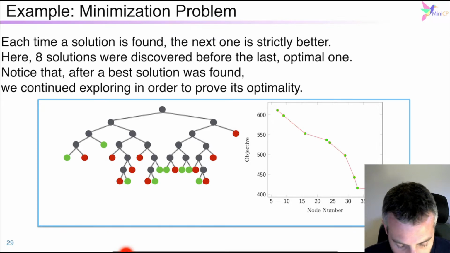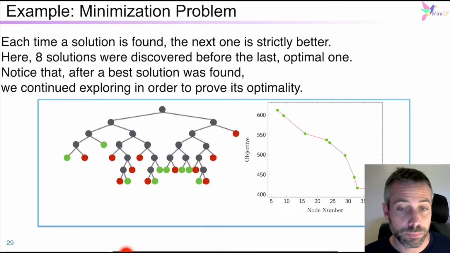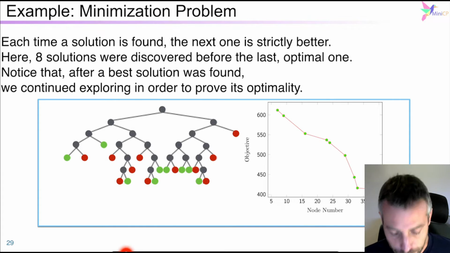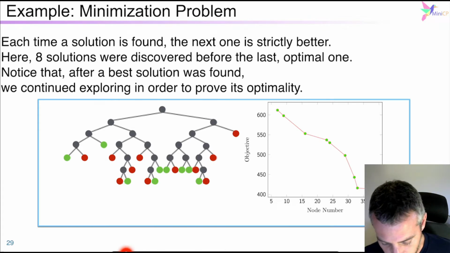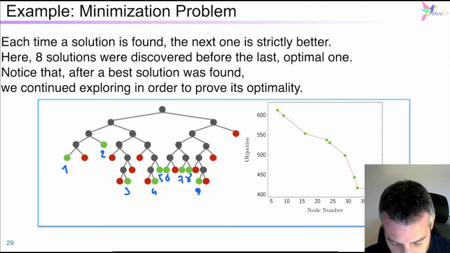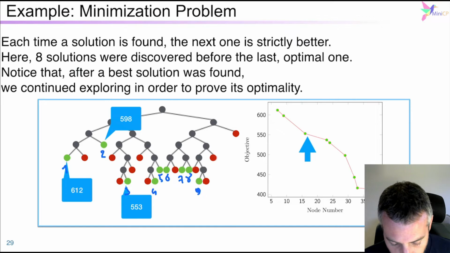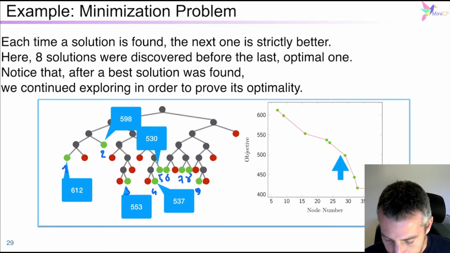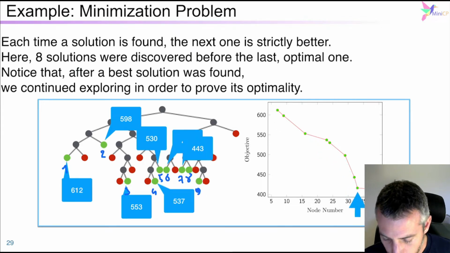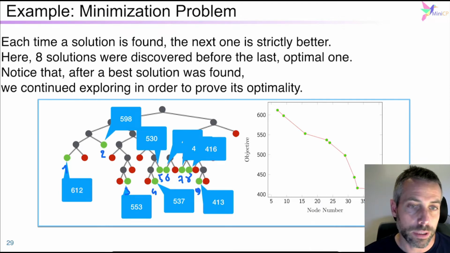Overall here, since we are performing depth-first search, don't forget that in constraint programming, most of the time we perform depth-first search. The first solution we discover is this one, then this one, then this one, 4, 5, 6, 7, 8. So that's the solution number 9. And every time we discover a new solution, we see that the objective function is improving. And the last one that we find is proven to be the best solution to our problem.